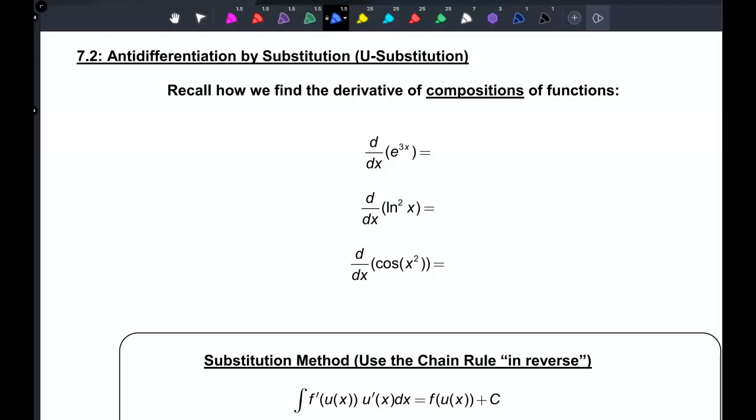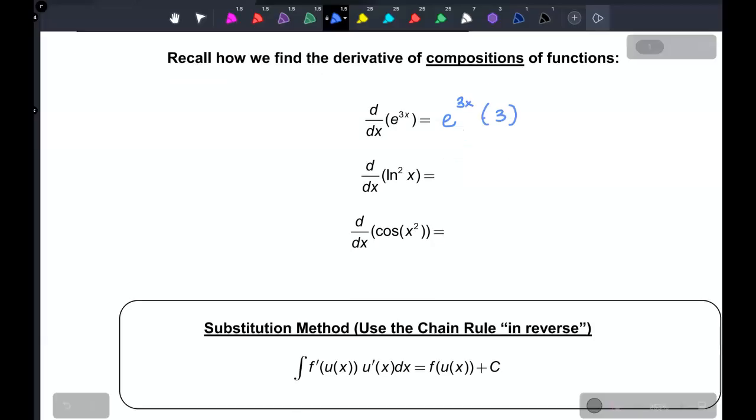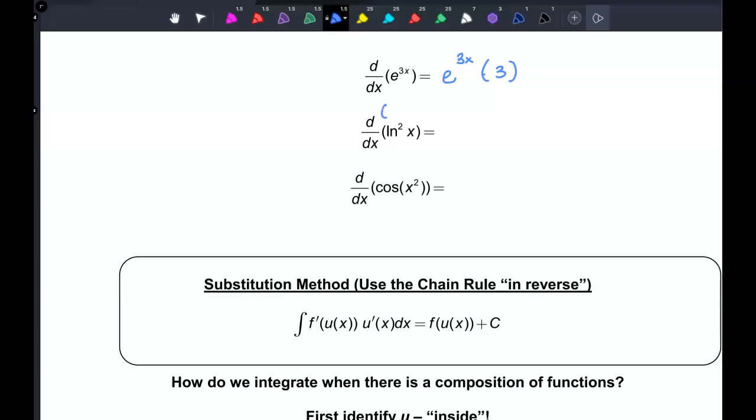all the integrals we've done so far are really basic ones, like the antiderivative of x squared or antiderivative of cosine. So I want to just do a quick review of what happens when we do the derivative of something that has a composition. So like this first one, we get e to the 3x times 3. This one would actually be a natural log to the second power. So we would have 2 natural log of x times 1 over x, right? So chain rule.